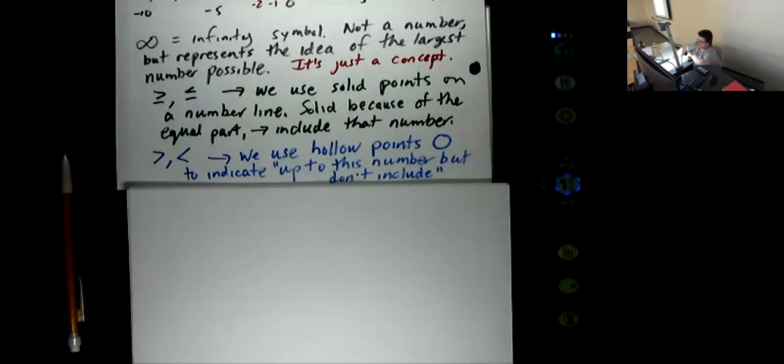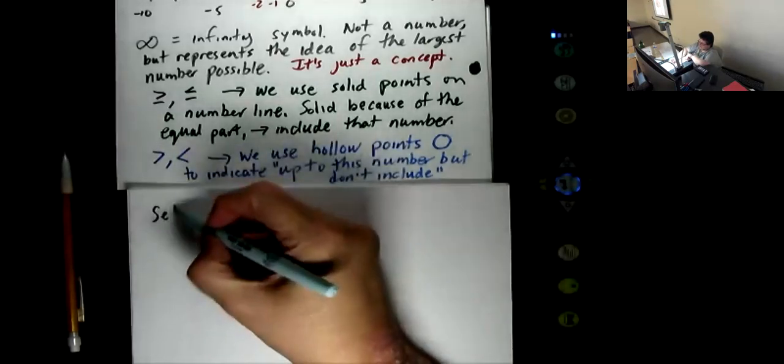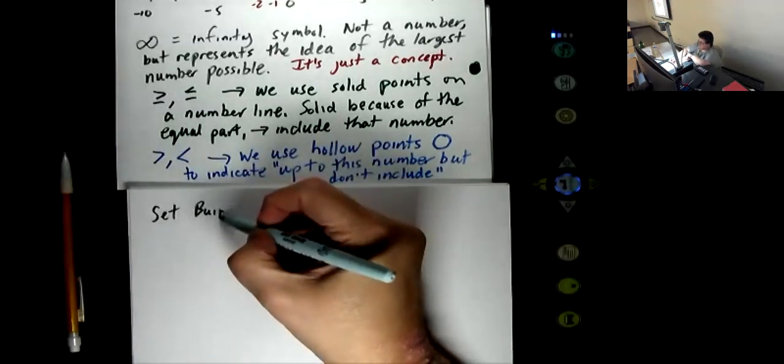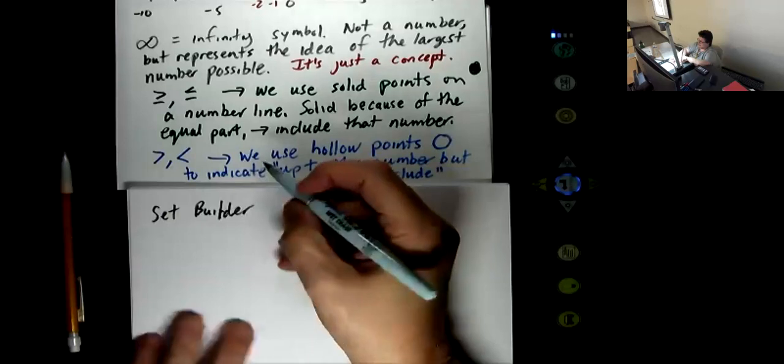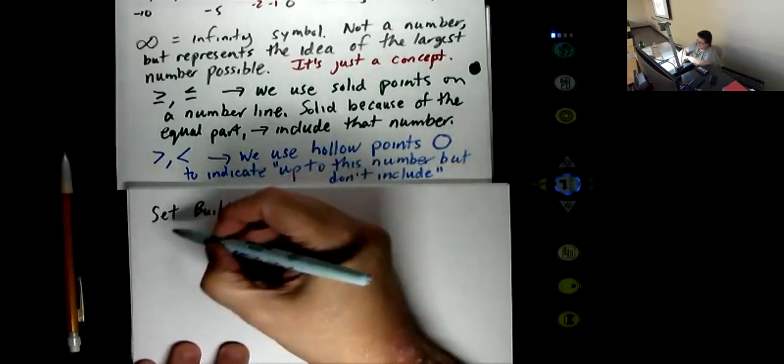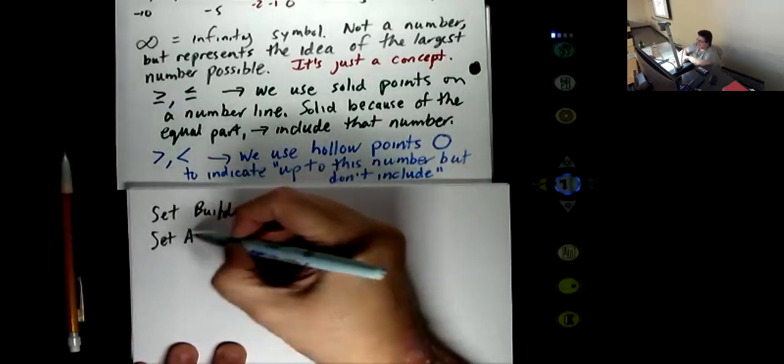All right, so set builder notation. It's dumb. I hate it. I'm going to rewrite set A and set B and set C.